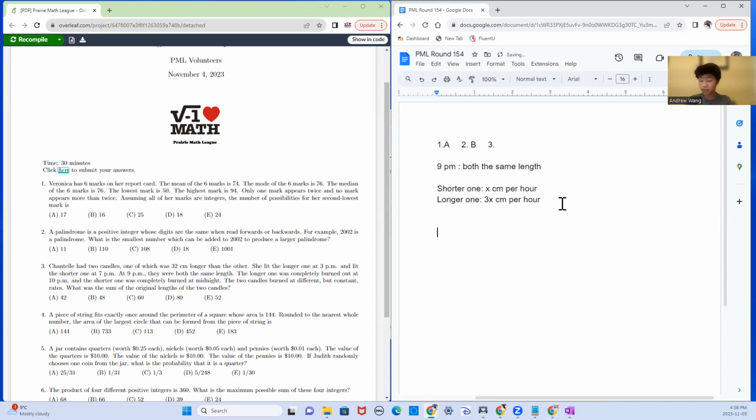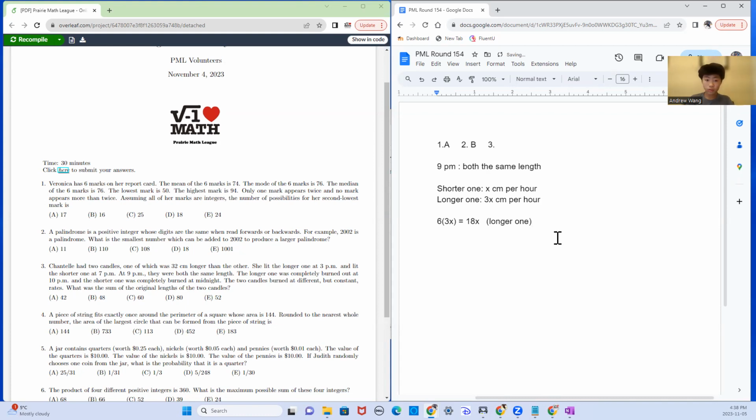From its lighting at 3 p.m. to 9 p.m., the longer candle burned for 6 hours. So it burned 6 times 3x, which is 18x. So for the longer one, it burned 18x centimeters of the candle.